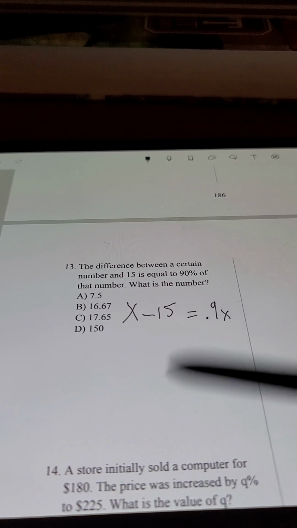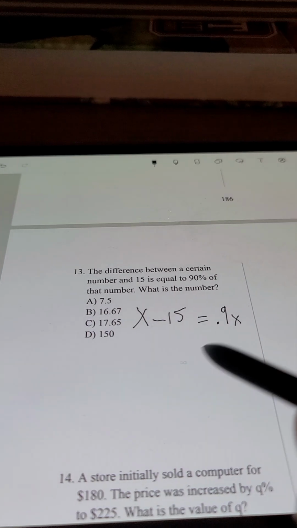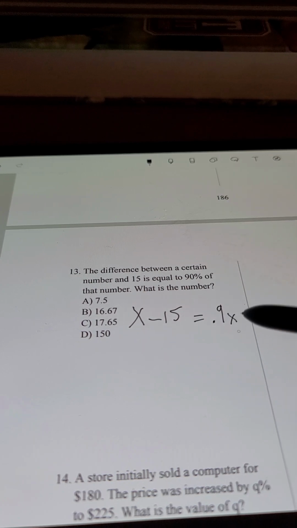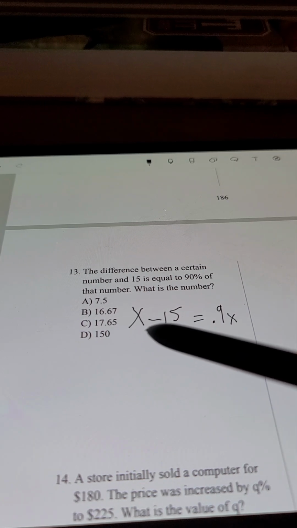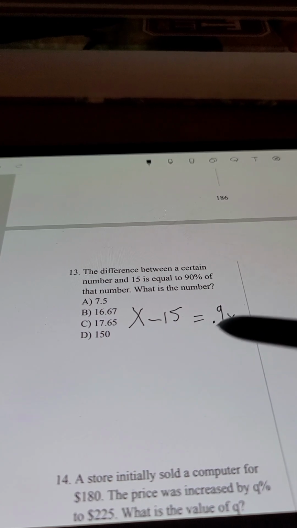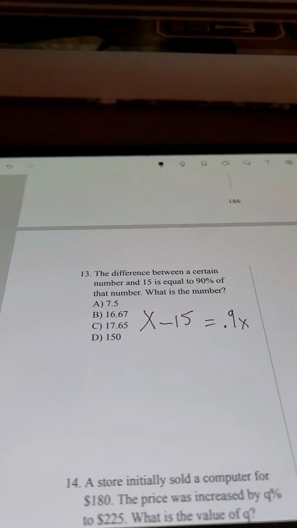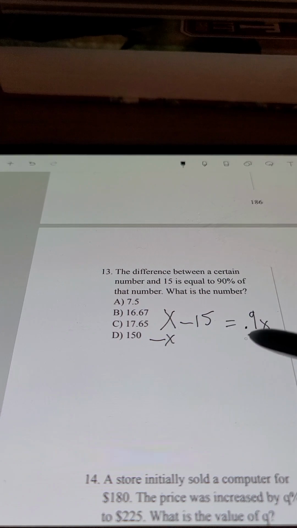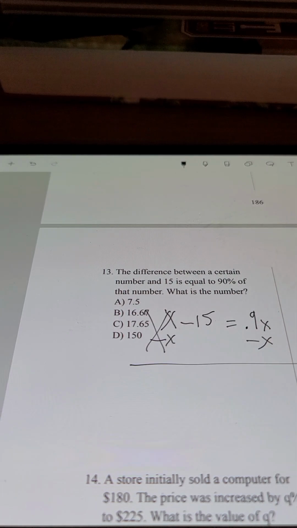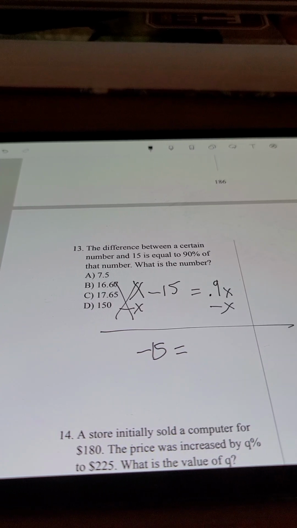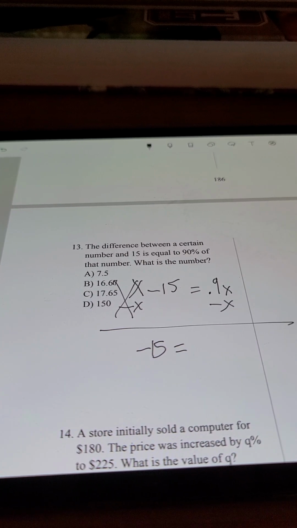So now I just need to solve for x. You could move the 0.9x to this side if you wanted to first, but I'm going to just go ahead and subtract x from each side. Both ways work. That cancels it out there. So then I'm left with negative 15 is equal to, what is that? Negative 0.1.